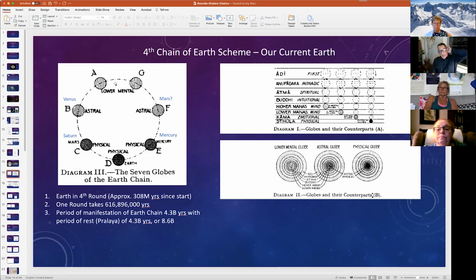So now we're talking about purely the Earth chain. And when the life wave goes around the chain, that's called a round. And a chain has seven rounds before it ends. We're in the fourth round. So we're in the fourth round of the fourth chain on the fourth globe.